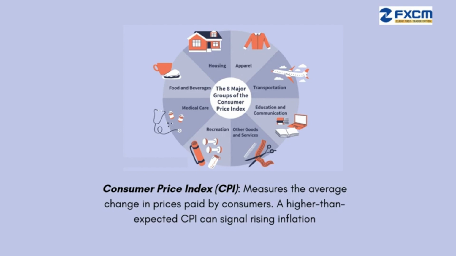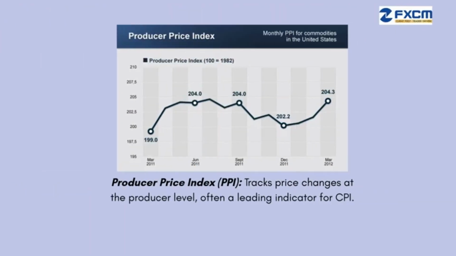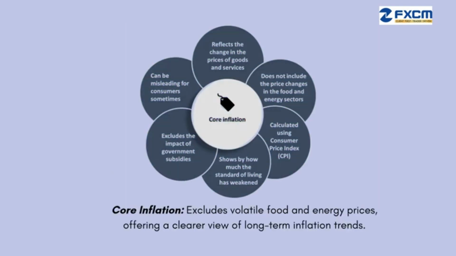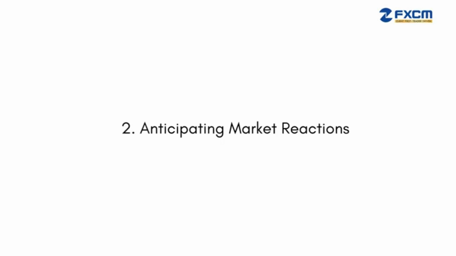First, key inflation indicators to watch. Consumer Price Index, CPI, measures the average change in prices paid by consumers. A higher than expected CPI can signal rising inflation. Producer Price Index, PPI, tracks price changes at the producer level, often a leading indicator for CPI. Core inflation excludes volatile food and energy prices, offering a clearer view of long-term inflation trends.